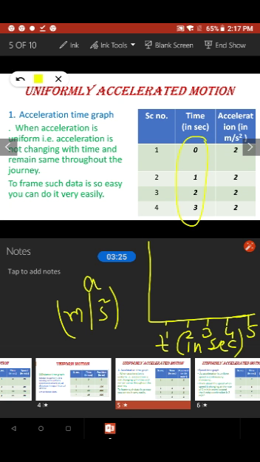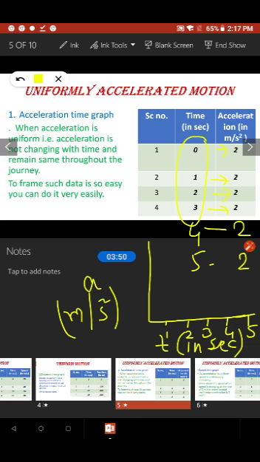0 सेकेंड पे अगर एक्सेलरेशन 2 था तो 1 सेकेंड बाद भी 2 है, 2 सेकेंड बाद भी 2 है, 3 सेकेंड बाद भी 2 है, 4 सेकेंड बाद भी 2 रहेगा, 5 सेकेंड बाद भी 2 रहेगा. This is acceleration when the motion is uniformly accelerated.